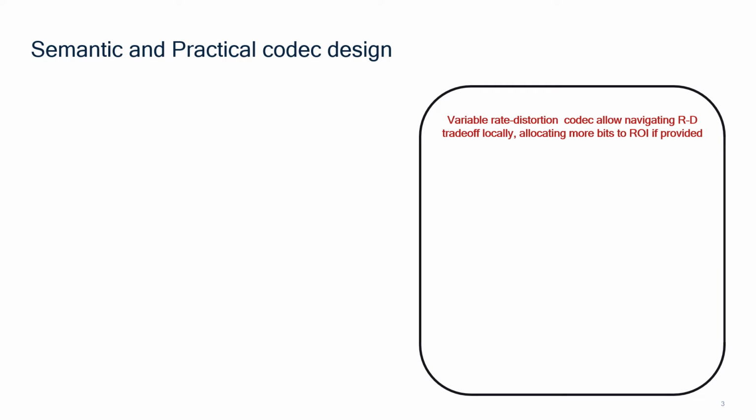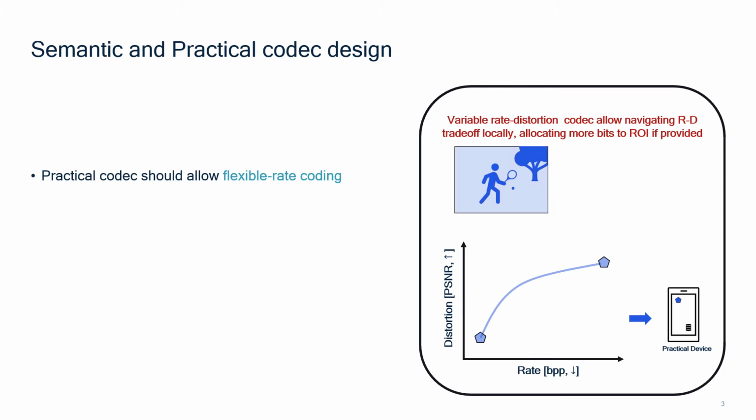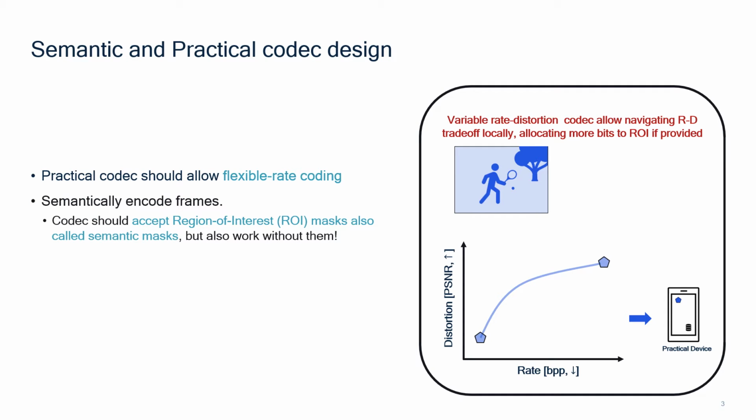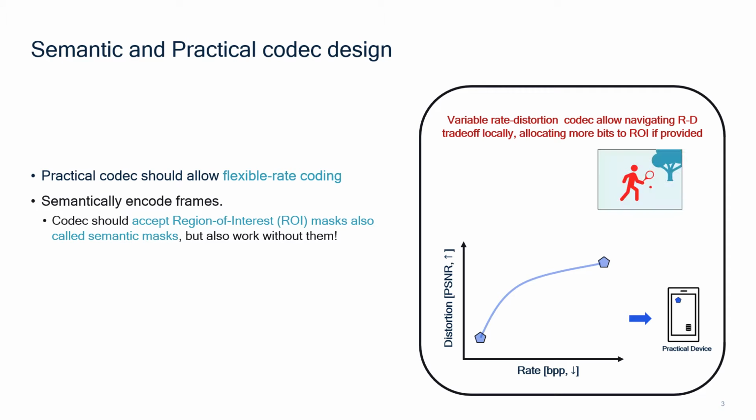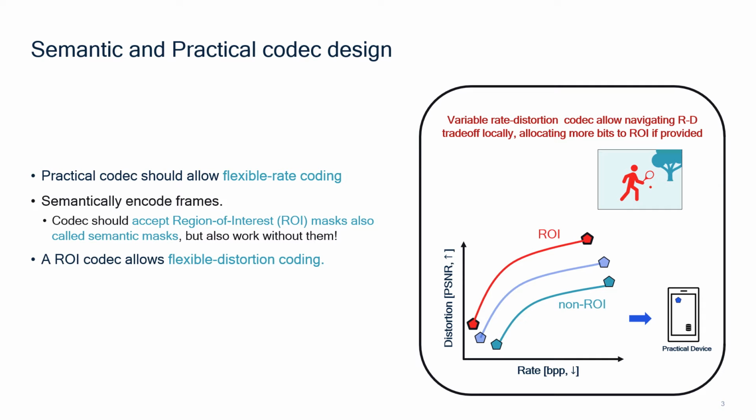Our design addresses these issues by building a variable rate and a variable distortion codec. We begin by considering a flexible rate codec that navigates the rate distortion plane using a single model. To integrate semantic information, our codec accepts ROI masks that specify foreground and background regions. It can also work without them. Such a setup allows for flexible distortion coding, which gives better ROI RD performance if needed.